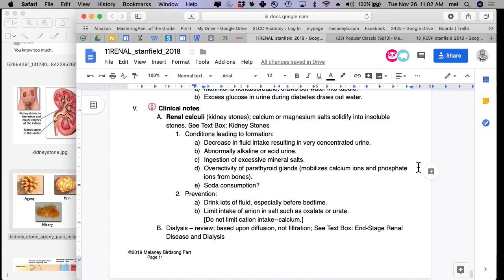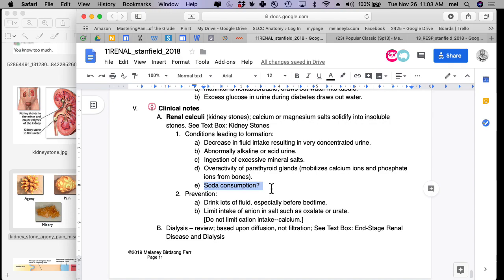So abnormally alkaline urine, abnormally acidic urine, primarily based on your diet. Ingestion of excessive mineral salts, if you're taking in tons of certain kinds of ions. Overactivity of parathyroid glands. Parathyroid hormone will mobilize calcium ions and phosphorus ions from your bones. And this one I put a question mark for, not because we don't know there's a correlation, but because we don't completely understand the causative mechanism.